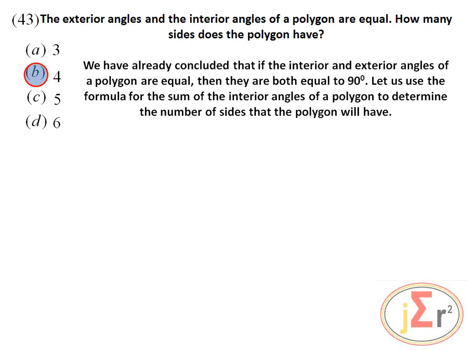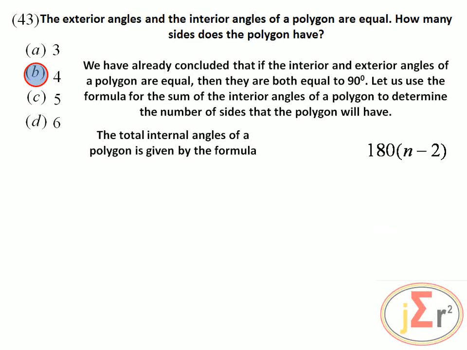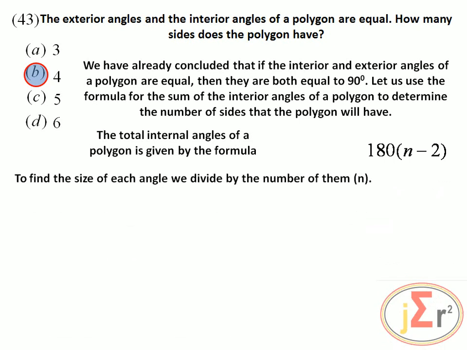So let's say that we did not know that if the interior angles are equal to 90 degrees, the polygon is a quadrilateral. We could have used the fact that each angle is 90 degrees to determine the number of sides that the polygon must have. The total of the interior angles of a polygon is given by the formula 180 multiplied by n minus 2. And that will give us the total of the interior angles of the polygon. Now, to find the size of each angle, we divide by the number of them.